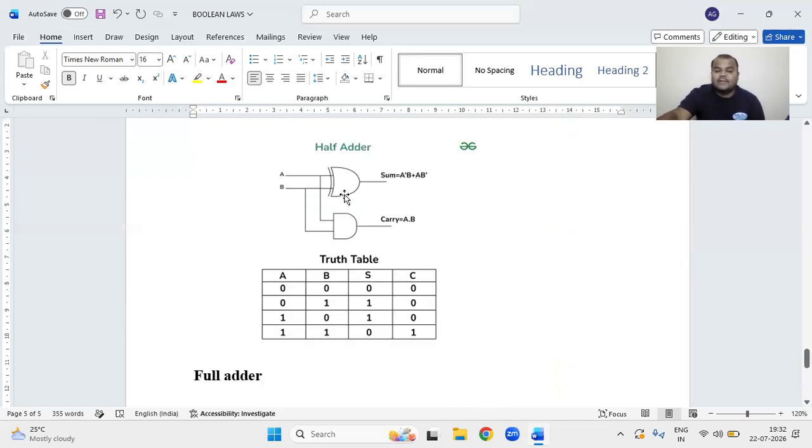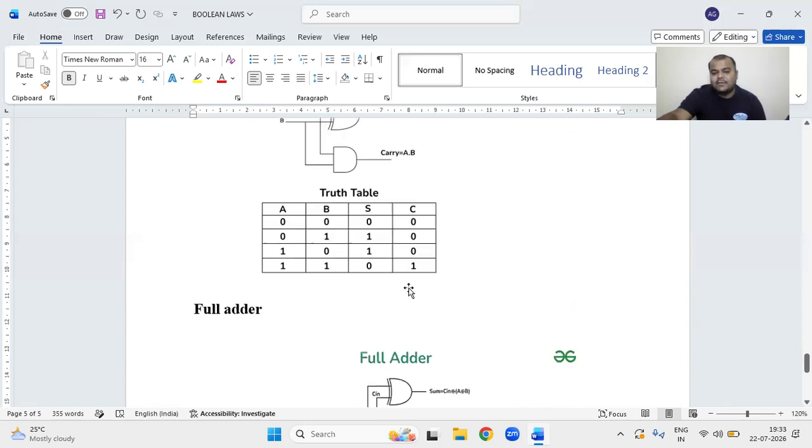And what is the formula for sum? Sum is A XOR B, and what is the full form of A XOR B? A complement into B plus A into B complement, and carry is A into B. You can write the truth table 0, 0, 0, 1, 1, 0, and sum is the negation of A to B. You know the XOR gate, right? Both the values are 0 or both the values are 1, the output is 0, remaining is 1. Carry is AND gate: 0, 0, 1. Multiply, you get the 1. This is half adder because we have only 2 bits.